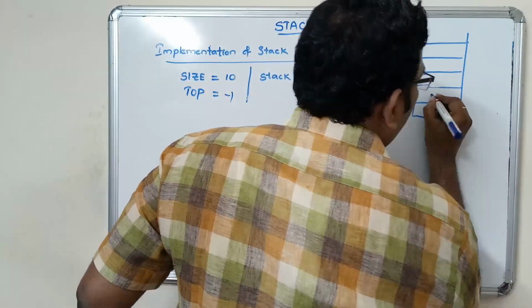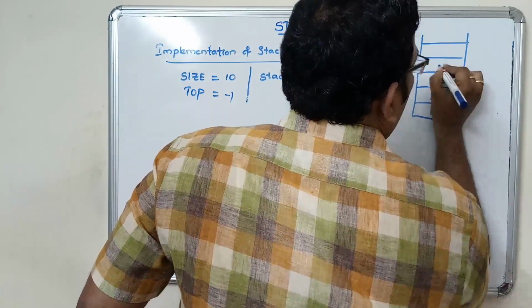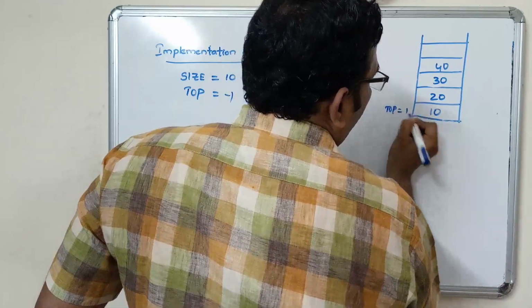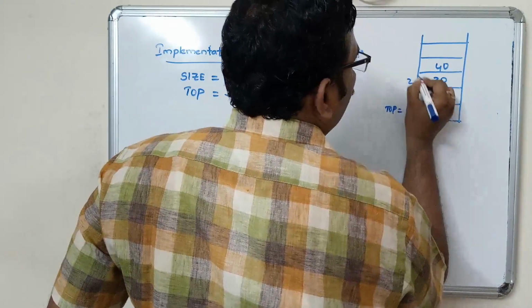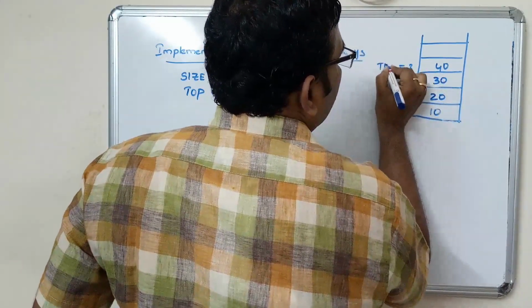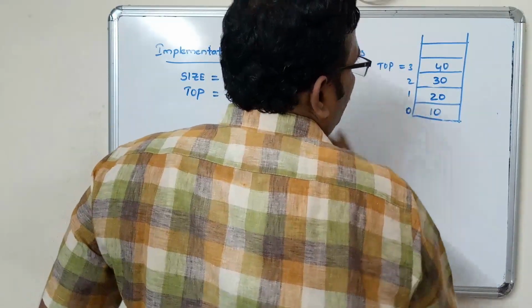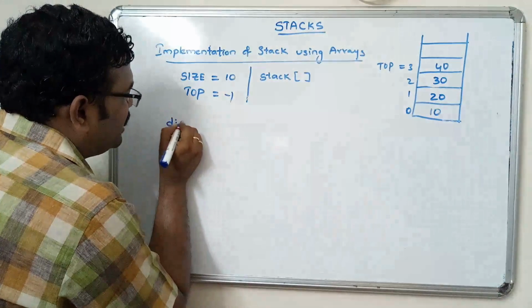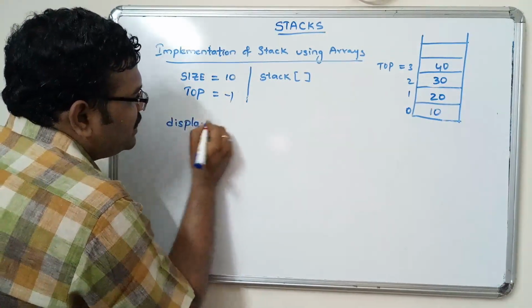If a stack contains 4 elements, so top is equal to 0, 1, 2, 3. So top is equal to 3 now. Right? So display function. How to display the elements of a stack.